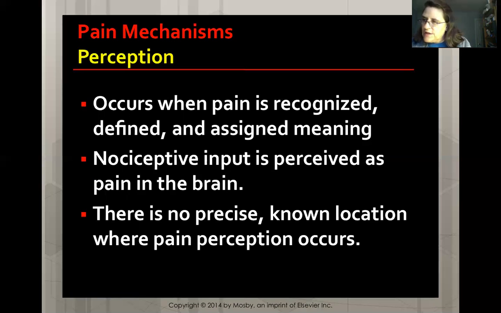Behavioral strategies such as distraction and relaxation are effective pain reduction therapies for many people, and we'll talk about that in a little bit. Opioids and other classes of analgesics, such as some types of anti-seizure drugs and antidepressants, modify pain perception.